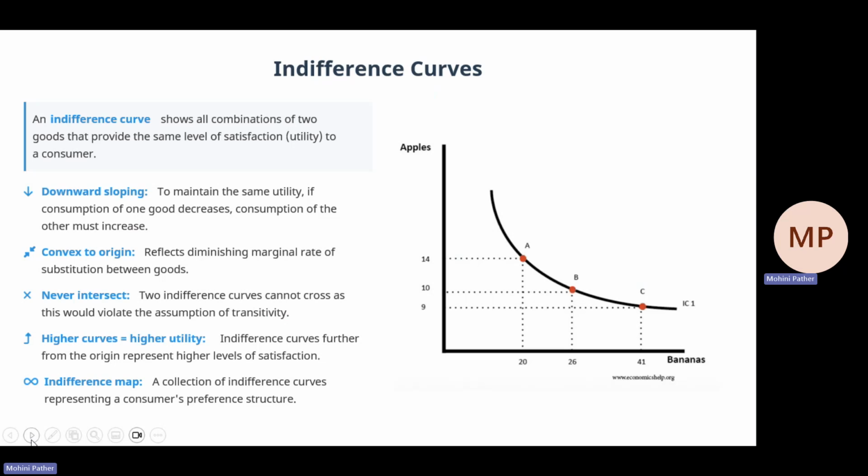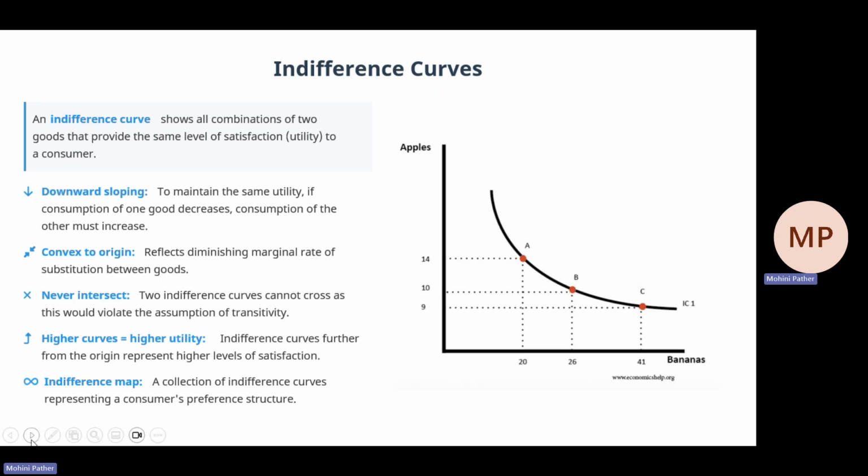So your indifference curve shows a combination of two goods that provide the same level of satisfaction to a consumer. In this case, we've got apples and bananas. You're pretty much ambiguous as to which one you're consuming. As long as you're receiving one, you're receiving the same amount of utility. They are always downward sloping. So all indifference curves will have this shape, okay?